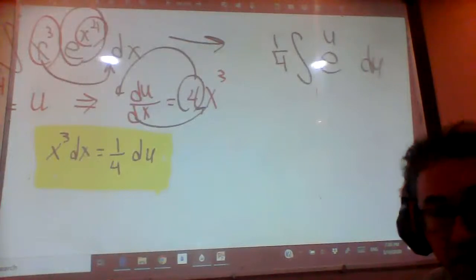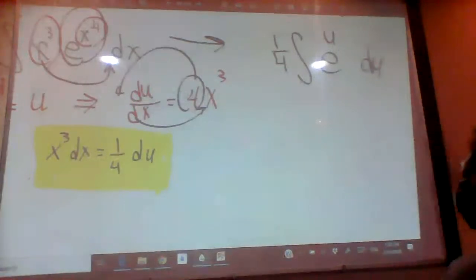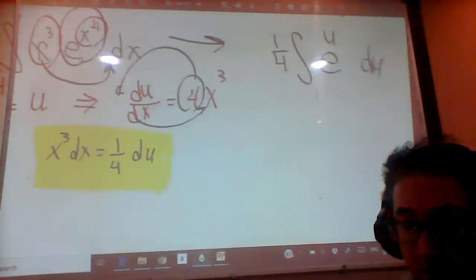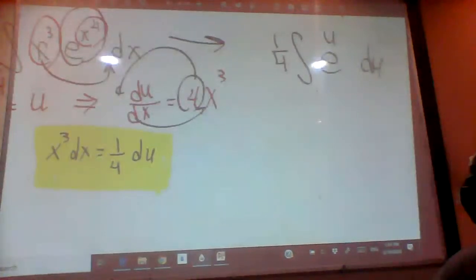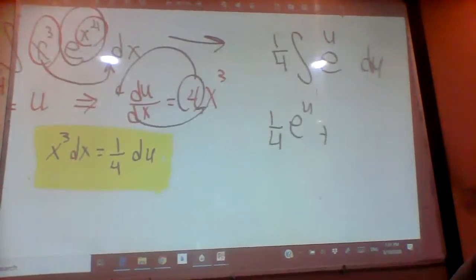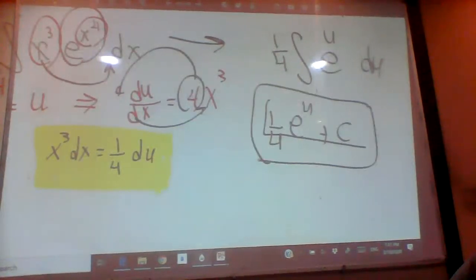And its integral becomes e power 4 over 4, a quarter, plus constant. I think you understand.